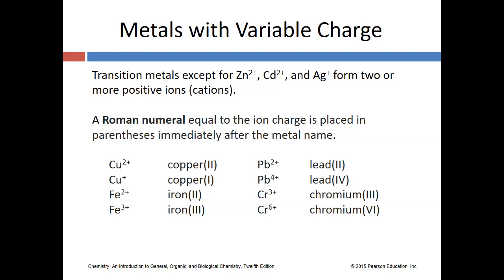So if I have copper with a +2 charge, the name of that ion is copper(II). If I have copper with a +1 charge, the name of that ion is copper(I). If I have chromium with a +6 charge, it's chromium(VI). And so it's just this slight modification to the naming system that we would need to implement if one of these unique ones were present.